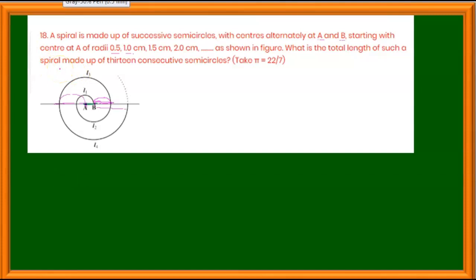So how can we form the AP? We are asked to find the total length, so what should we calculate? The length of each one and add all these, correct? So L1 plus L2 plus L3 plus L4, all these. So what is L1? It is the length of this spiral, which is the shape of a semicircle. We know the circumference of the semicircle.